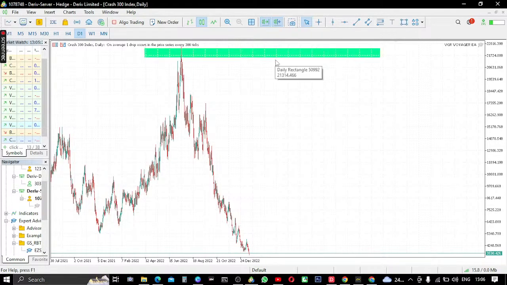This is always the first thing I do whenever I open the chart. I'll first identify the highest and the lowest the market had gone. So there's also this level.